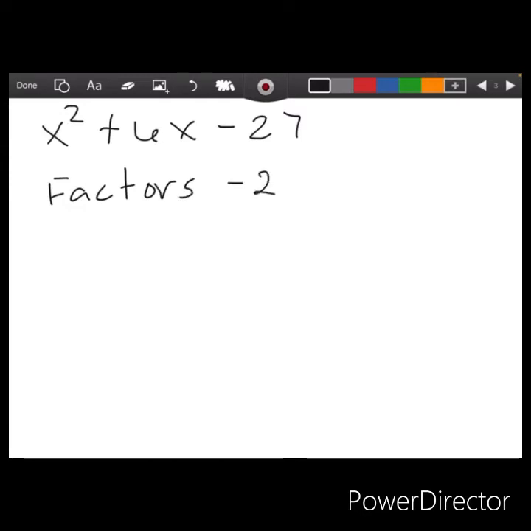Another example, x squared plus 6x minus 27. Factors of 27 are negative 27. As what you can see, we use negative. Therefore, not all the values of our factors are positive. We use negative numbers. So the factors of negative 27 are negative 1 and 27, negative 27 and 1, negative 3 and 9, and negative 9 and 3.